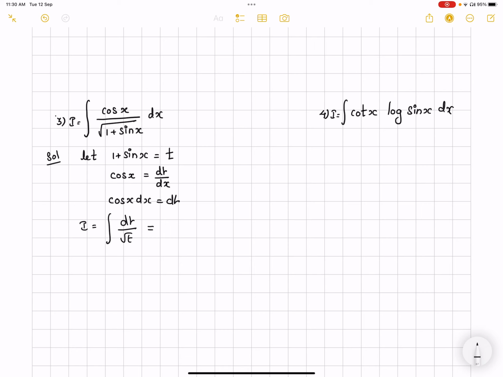When I integrate this, I am actually integrating t to the power minus half. So minus half plus 1 is going to be plus half. So t to the power half divided by half, plus c. So I would be getting 2 times root t plus c. So what exactly is t? It is root of 1 plus sin x, plus c. That's it. Done. Okay, let's move on with the next question.